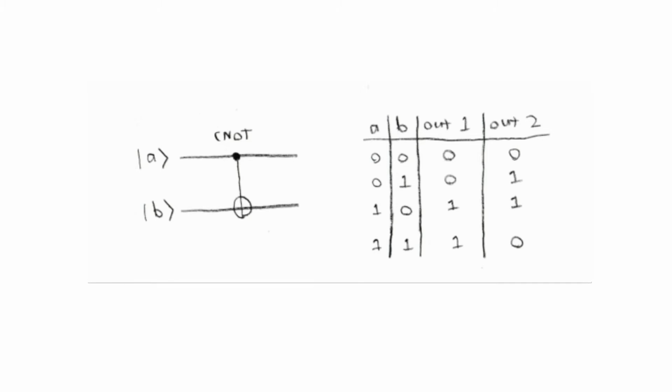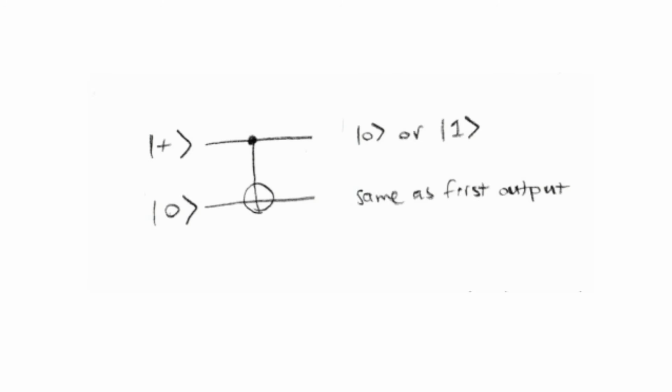So the CNOT gate is pretty cool in that it takes in 2 qubits. The first qubit can be whatever you want. The second qubit can also be whatever you want. But in the output, the second qubit gets flipped only if the first qubit is 1. So let's say we put in the plus qubit and the 0 qubit. The plus qubit means that your first one is either a 1 or a 0 with equal probability, and your second qubit is a 0.